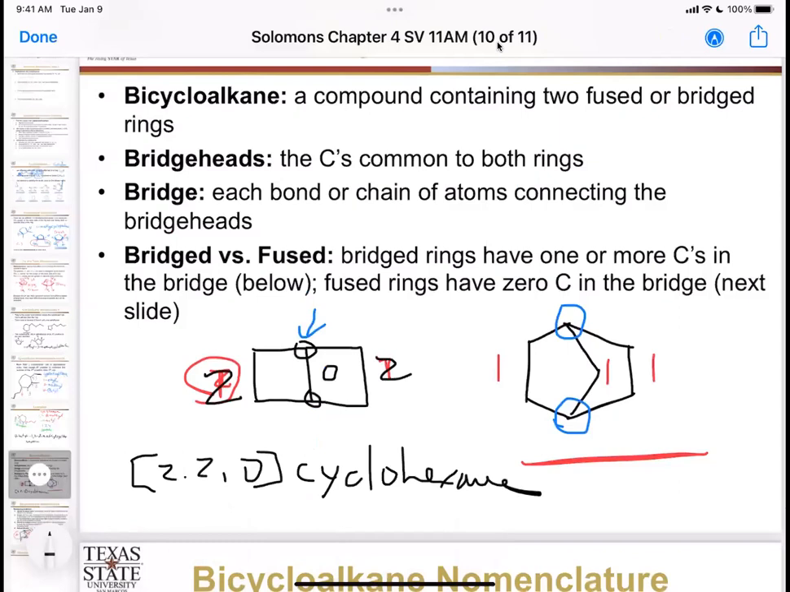Do we see why it's hex? There's only 6 carbons. Did we get bicyclo? I'm sorry, you're right. Bicyclo. Thank you. Bicyclohexane. Bicyclo tells us we have 2 rings.